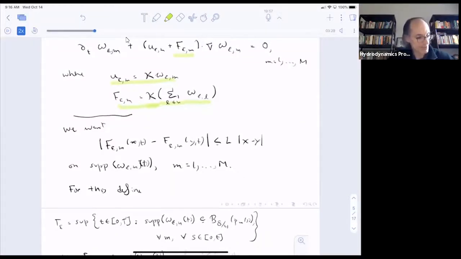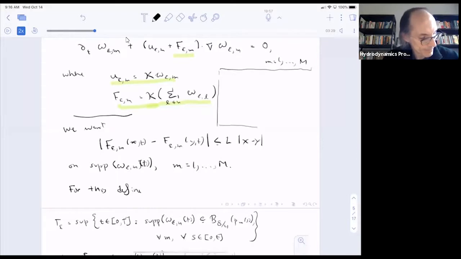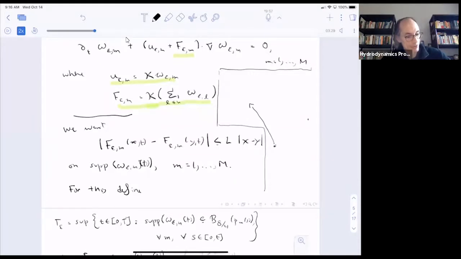Let's draw a picture. Let me assume I have just two blobs to start with. Let me draw a picture for the ODE trajectories. I start with some initial centers of vorticity, and then I evolve them following some ODE. So I get some P sub m of t.